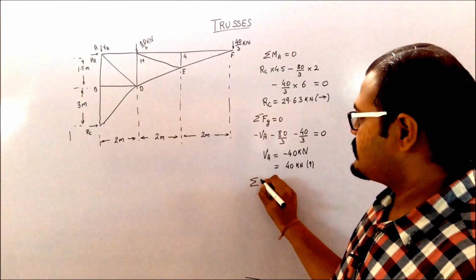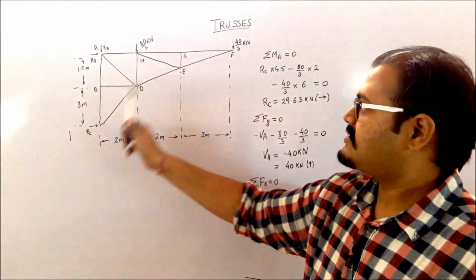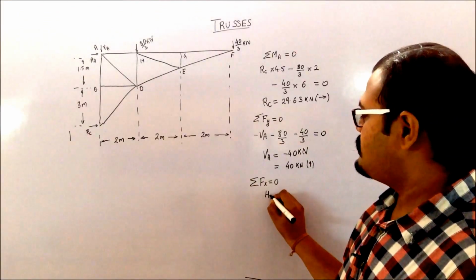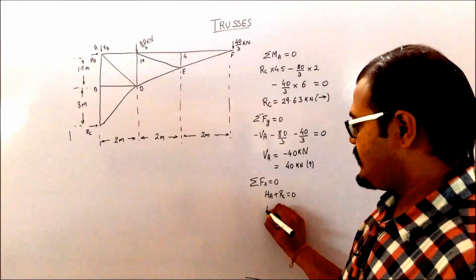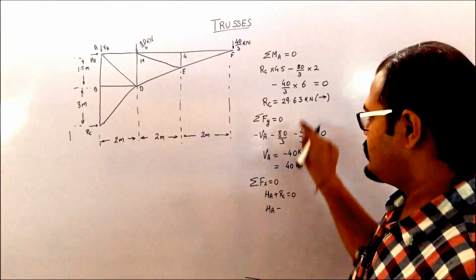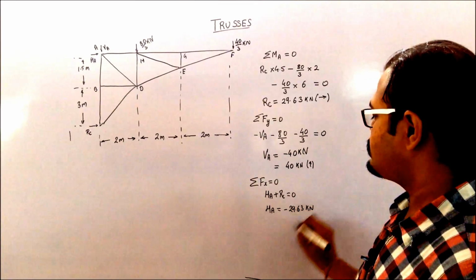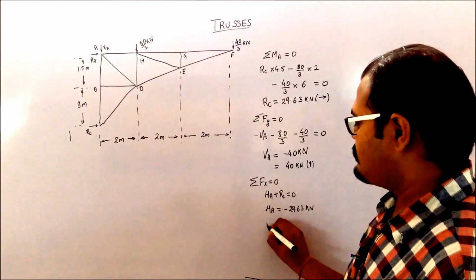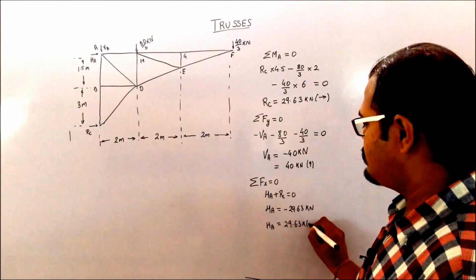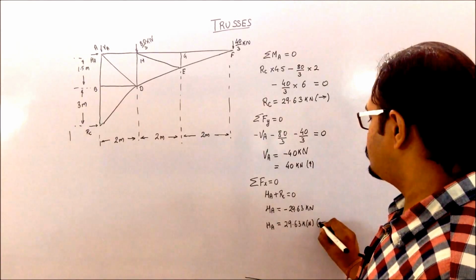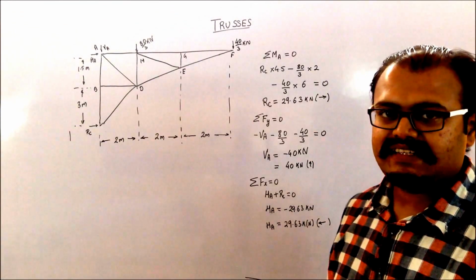Next, the last one, that is summation Fx. For summation Fx, I will be considering HA, RC and nothing else. So it will be HA plus RC equals 0. Because of that, I will get my HA as minus RC, which is 29.63 kilonewtons. Since I'm getting a negative, I'm going to change the sign and show the direction opposite to what I have shown. So this is my calculation for my reaction forces.